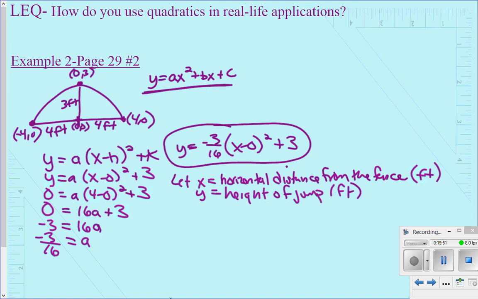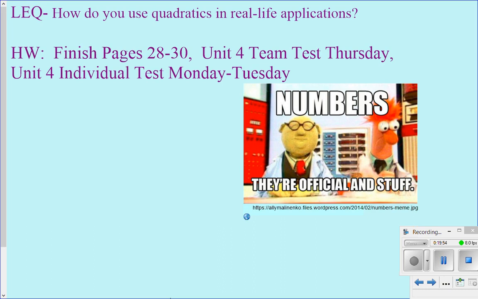And that was it for examples for today. Tonight you're going to work on finishing up page 29 and then also all of page 30. And when you're doing those, make sure you draw a picture, make sure you label the important points on the picture, and then decide, is this a candidate for vertex form? If you know the vertex, then yes. Or standard form, if you have 3 points on a parabola but you don't know the vertex, then you would use standard form. So coming up this week on Thursday, you'll have a team test, and next week, remember, Monday and Tuesday, you'll have an individual test.